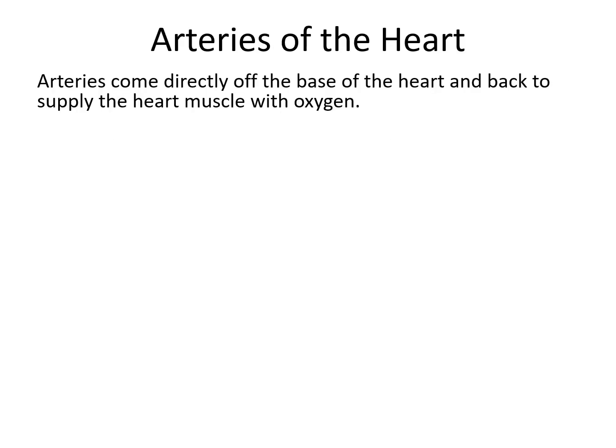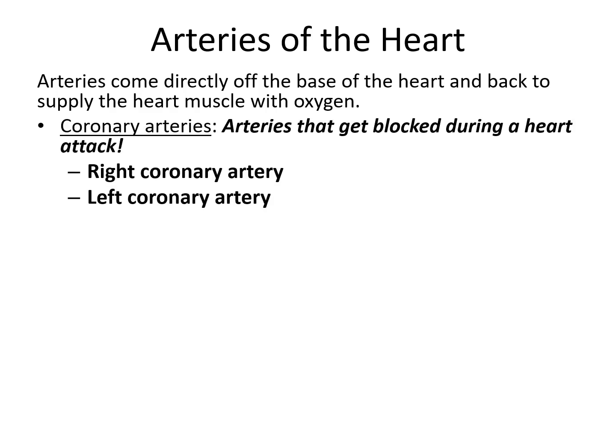So the first set of vessels we're going to talk about associated with the heart are the arteries of the heart themselves. These guys are going to come directly off the base of the aorta. So they're the first branches off that aorta, and they're going to come directly back to the heart muscle because the heart is working really hard to pump this blood throughout the body. So it needs the best and first oxygenated blood that's possible. So these are the coronary arteries.